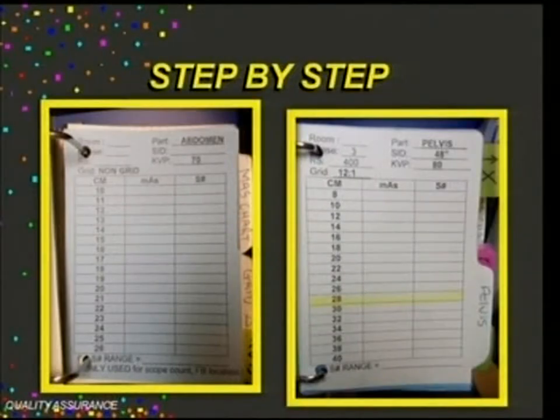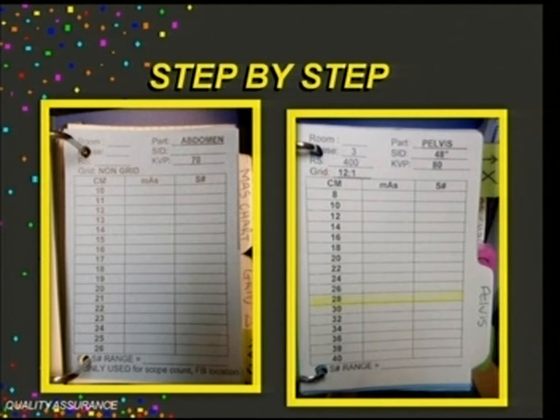So now we've got our centimeters set up in 2s. We've got our highlighted for who we are. And what we're going to do now is take a look at how to compare exams that are done similarly, such as an abdomen and a pelvis.